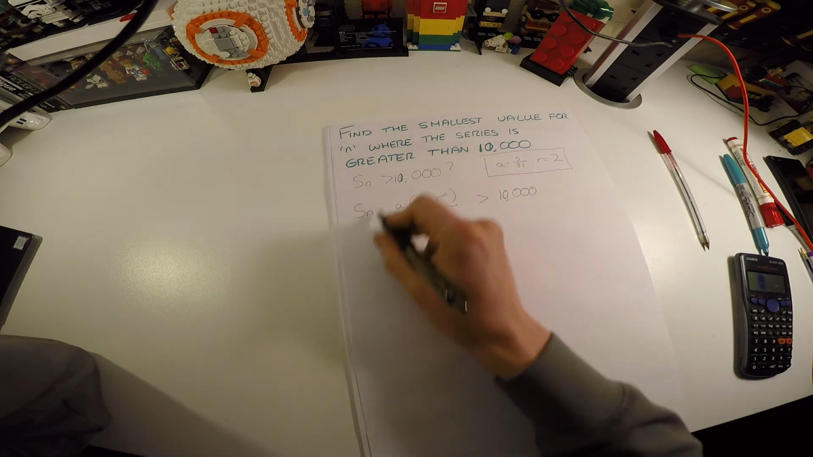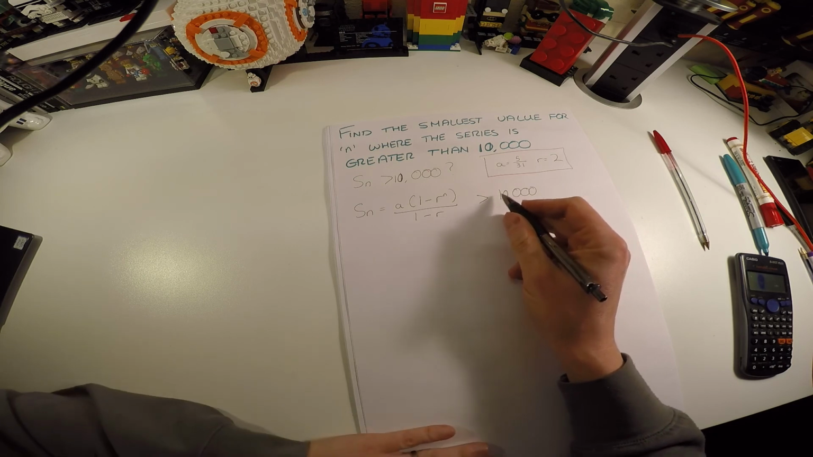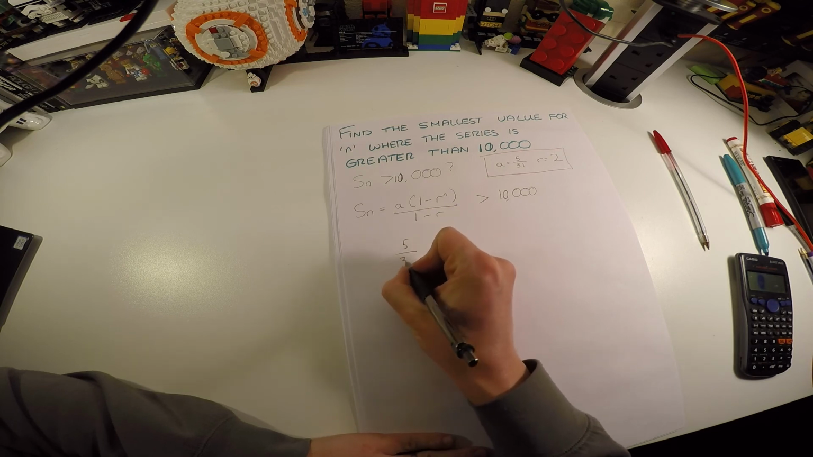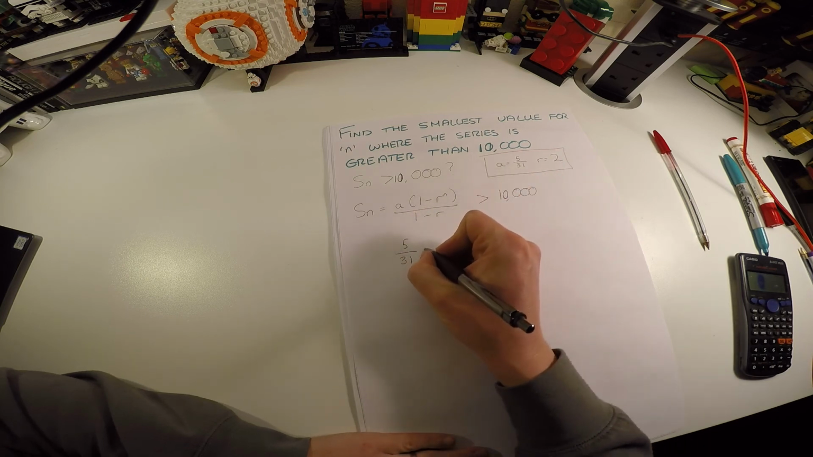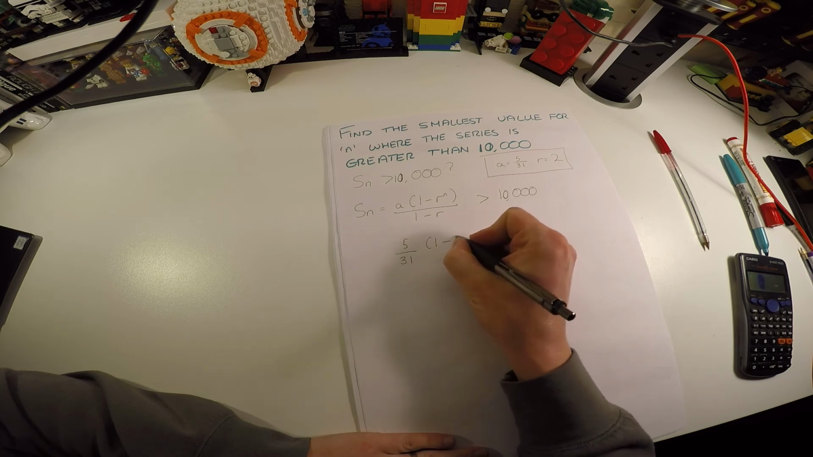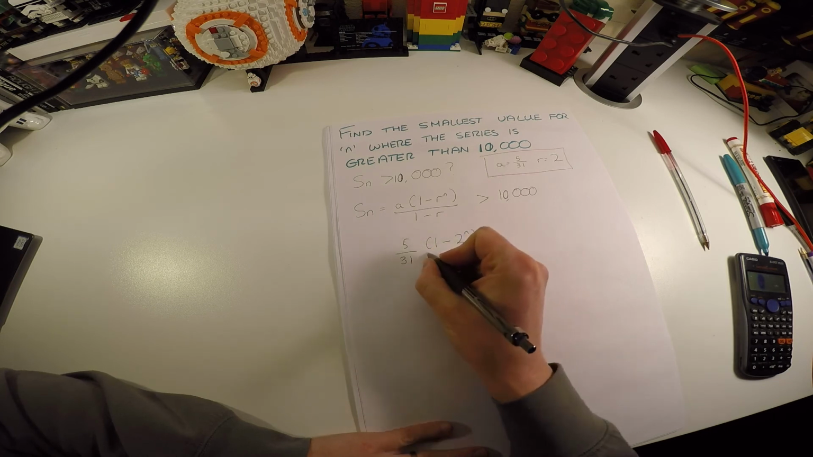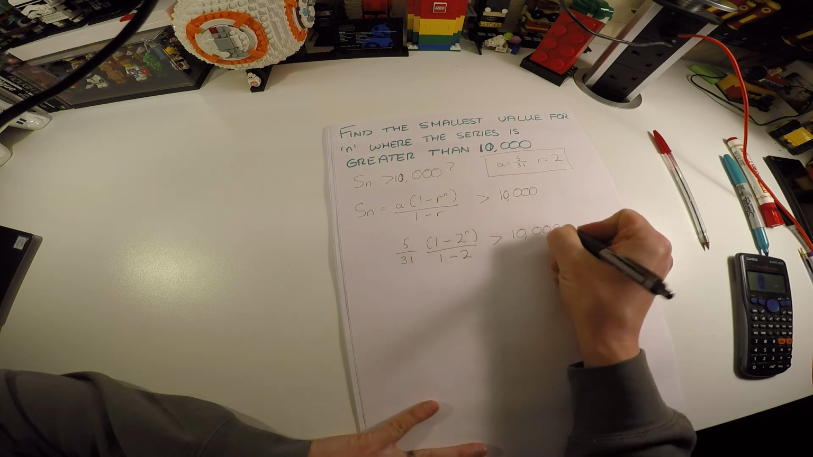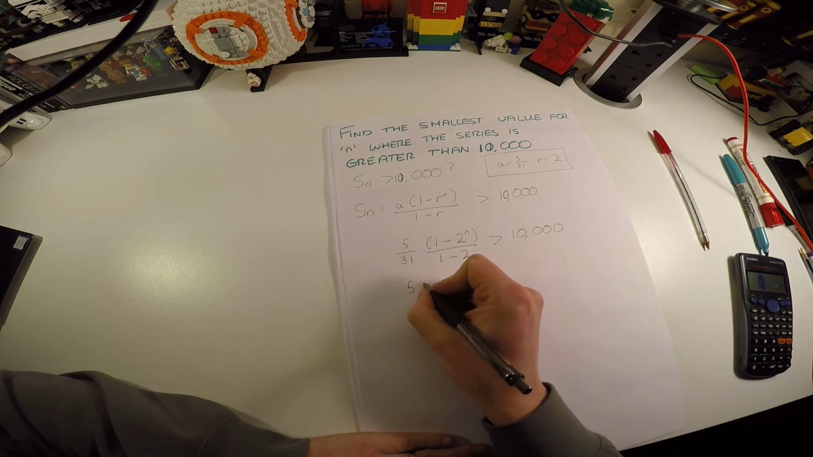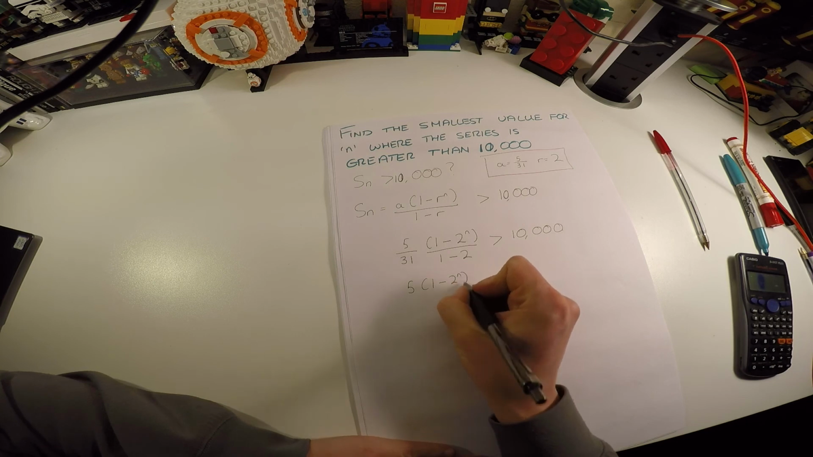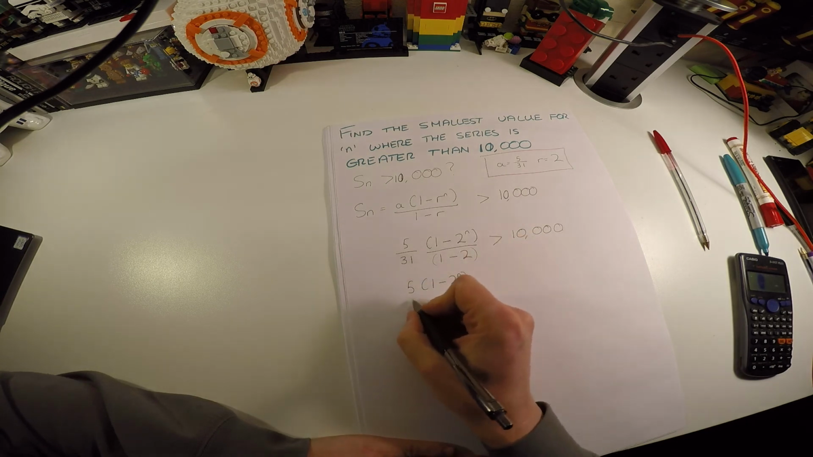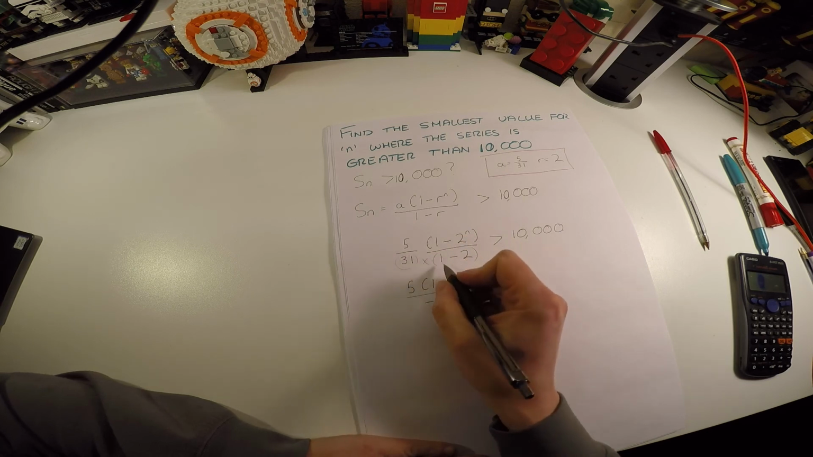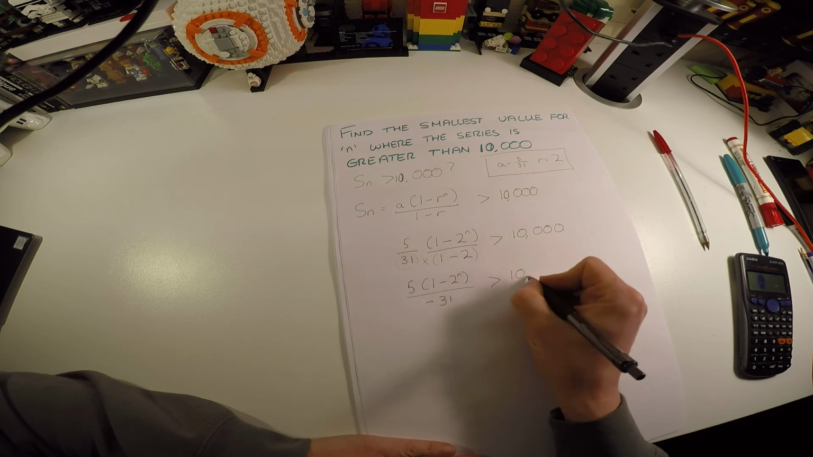So for our specific series, when does it get bigger than 10,000? Let's fill in what we have. We have an A of 5 over 31, multiplied by 1 minus r, which we now know to be 2, to the n, over 1 minus r, which we know to be 2. When is this true? So we'll do this: 5 times 1 minus 2 to the n we leave alone. 1 minus 2 is minus 1, so that's 31 times this stuff is minus 31, and it is greater than 10,000.